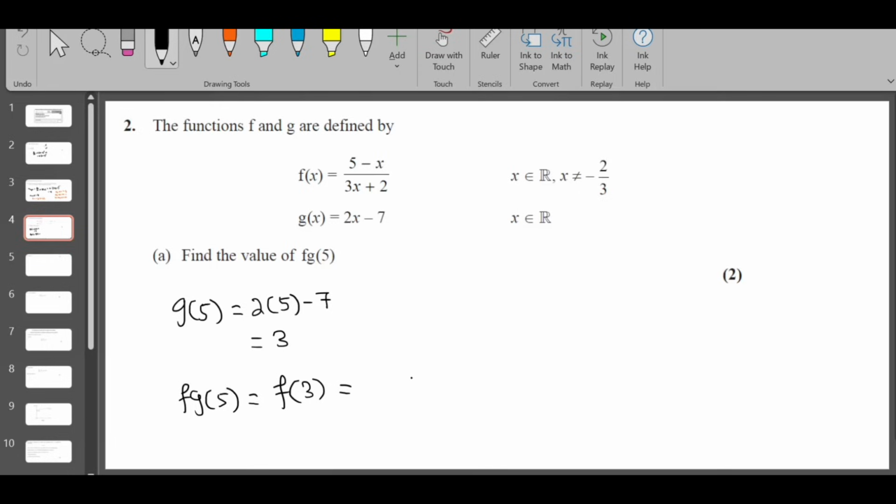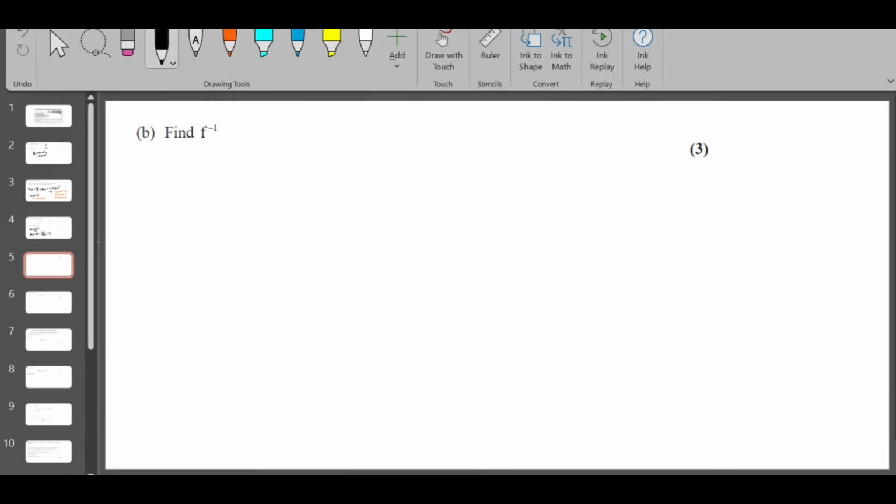Now let's say f of x is defined for only negative numbers, but f of 3 is a positive number. You need to write not defined. You can't just blindly sub in and get the value and write it as the answer. You will lose a mark, so you need to respect the domain given. In this case x belongs to R, all real numbers, so you are allowed to sub in 3. You get 5 minus 3 over 3 times 3 plus 2. That's 2 over 11. Okay, part B now.